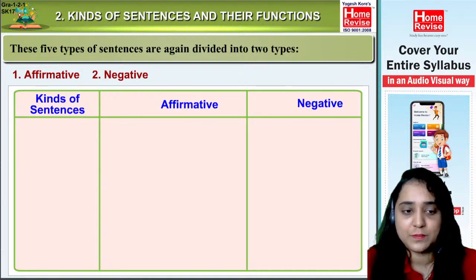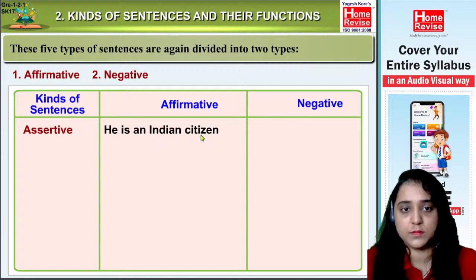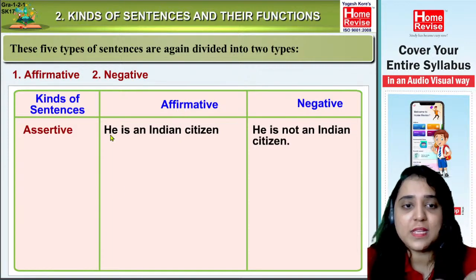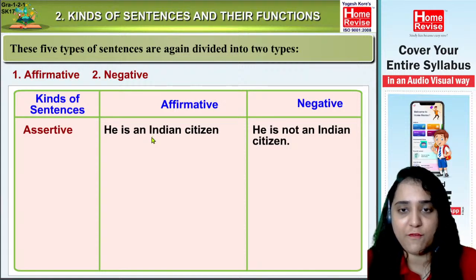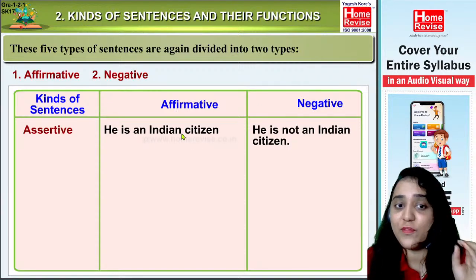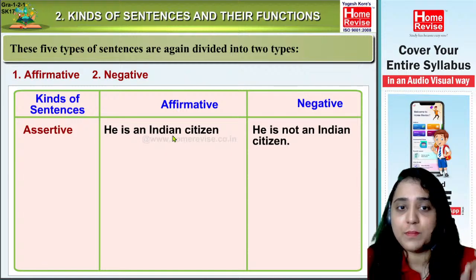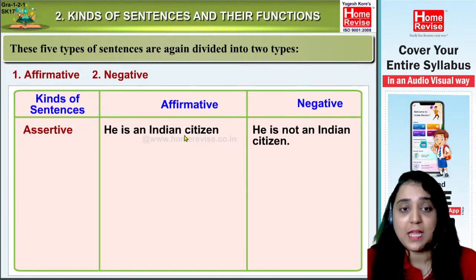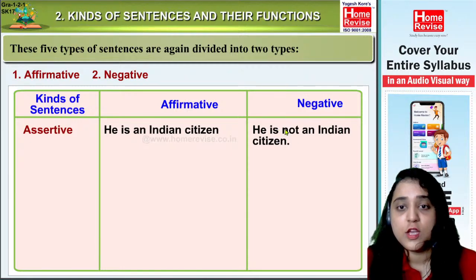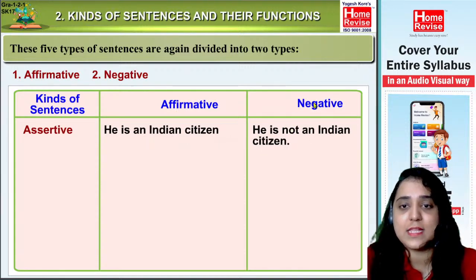Now let's see. Assertive, affirmative: He is an Indian citizen. Assertive, negative: He is not an Indian citizen. See, as I have told you, positive means you will not find no, not, never, such kind of negative word in this sentence. If you don't find any negative word in the statement, that means it is affirmative. Now let's see this sentence: He is not an Indian citizen. As I can see this not word here, because of this not word, the whole sentence became negative.